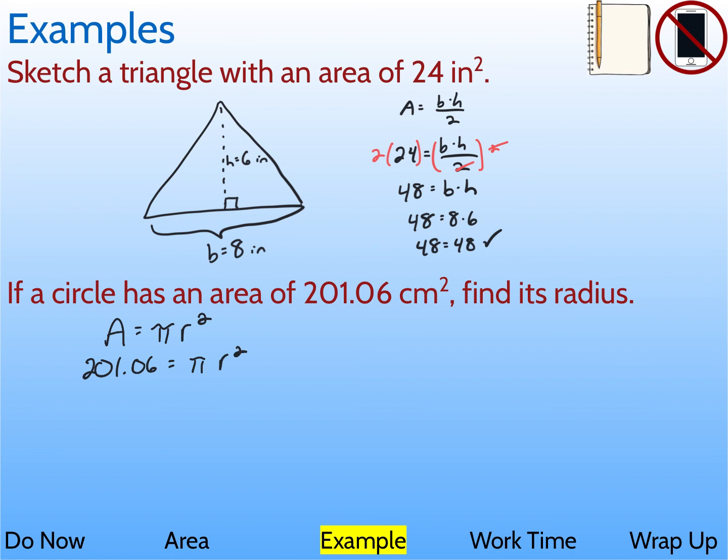Well, first thing we should do to get r by itself is divide by pi on both sides. And then, using our calculator, we'll get about 64 for that, and that equals the radius squared. Well, to get the radius, all you have to do now is take the square root. And the radius is 8 centimeters.